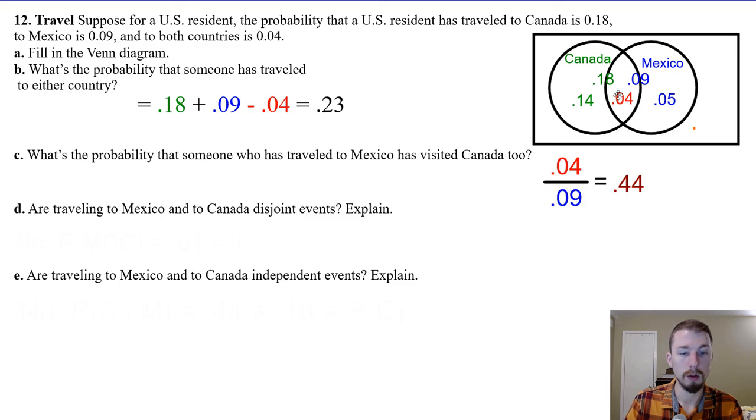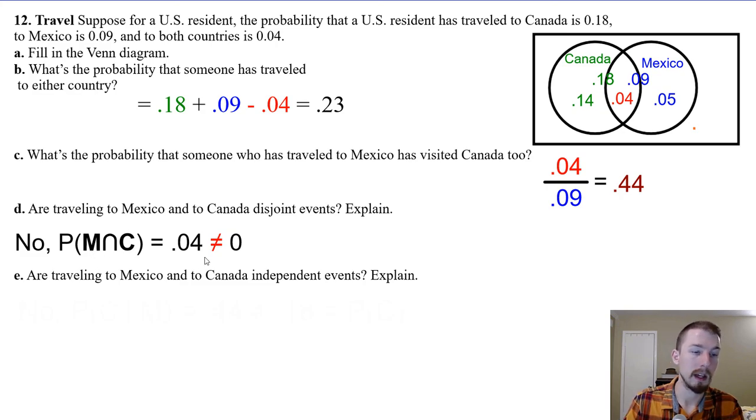Are they two disjoint events? No, because there's an intersection, right? The intersection is not empty. The intersection of having been to Mexico and Canada is 4%, which is not equal to 0.